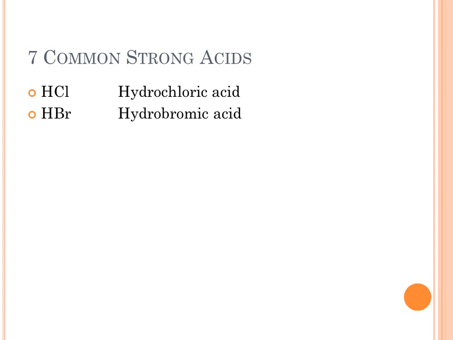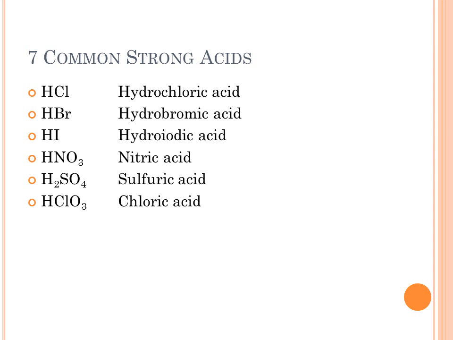Just to review, these are the 7 common strong acids: hydrochloric, hydrobromic, hydroiodic, nitric, sulfuric. Chloric is sort of borderline. Perchloric is a strong acid. Those are the strong acids. If they're not on the strong list, you can assume them to be weak.